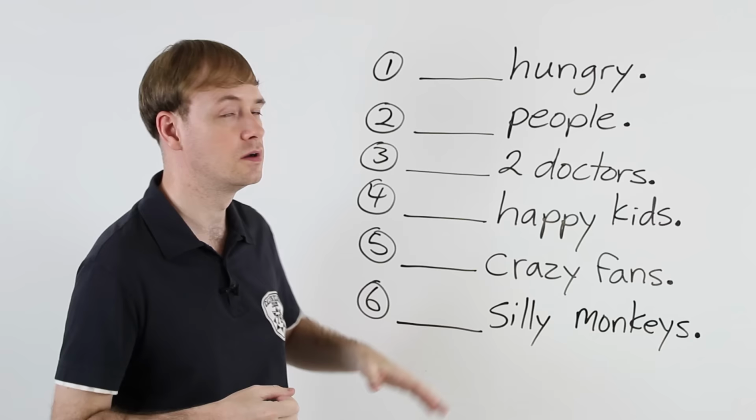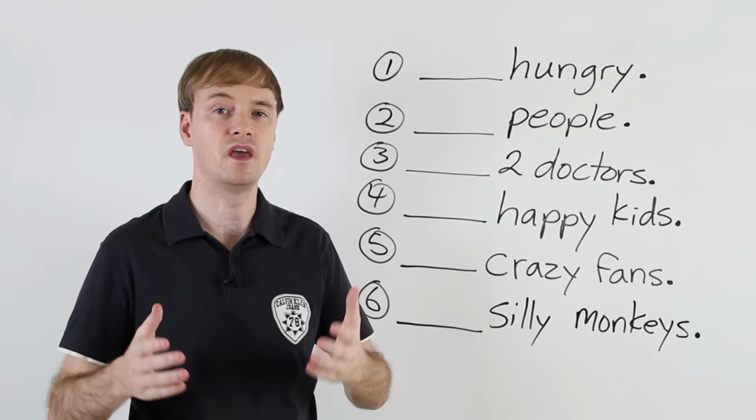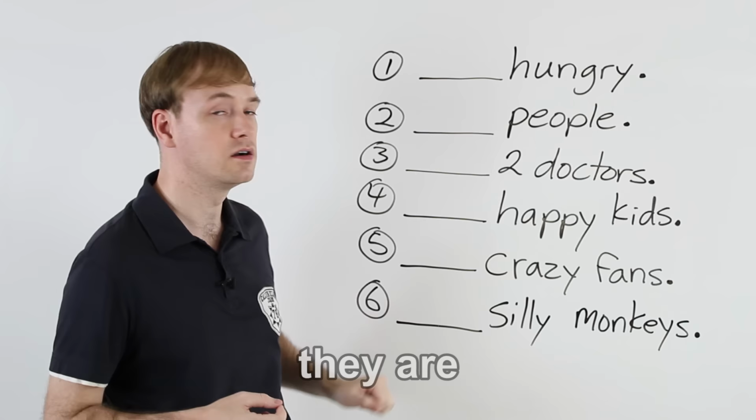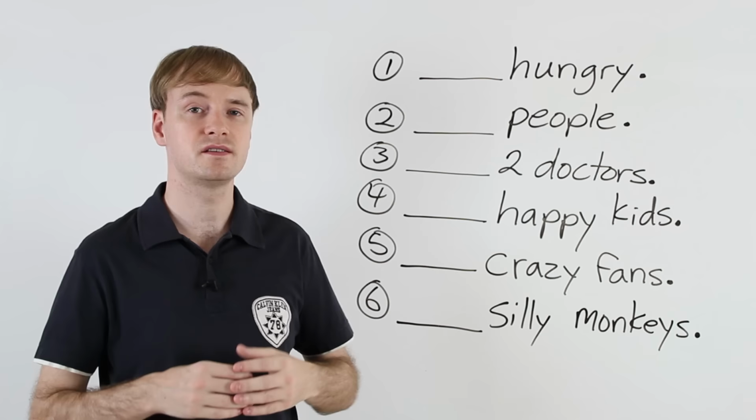Number four, there are happy kids. Number five, they are crazy fans. Number six, the last one, they are silly monkeys.